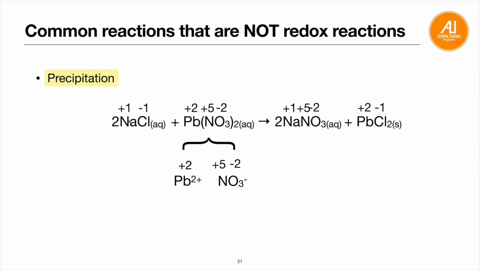Let's compare. Sodium here is +1, here is +1 as well, so no change. Chloride -1, here is -1 as well, so no change. Pb is +2, here is +2 as well, no change. Nitrogen is +5, here nitrogen is +5, no change. Oxygen is -2, here is still -2. So none of the elements actually increase or decrease in their oxidation state. That's why precipitation is not a redox reaction.